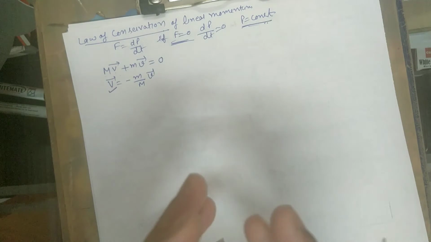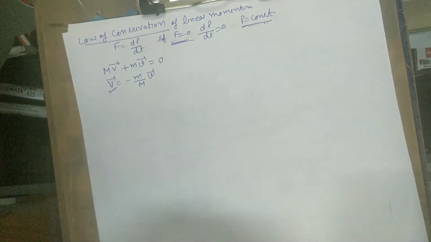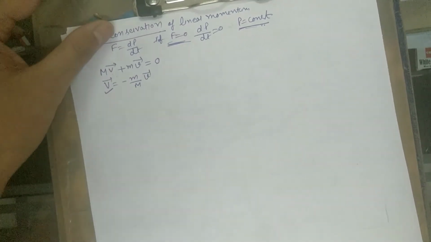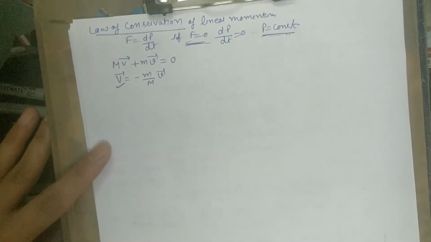Explosion of a bomb: based on the conservation, the momentum of the bomb before explosion is 0, so the segments fly off in different directions to conserve the momentum. And rocket propulsion is also based on this conservation of linear momentum, and we use rocket propulsion to find the velocity of the rocket by using this law of conservation of momentum.